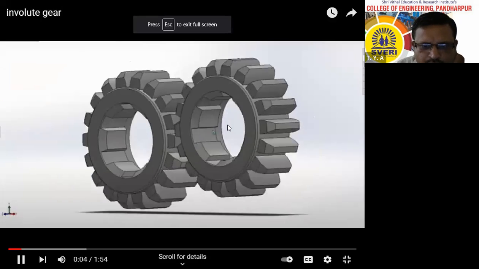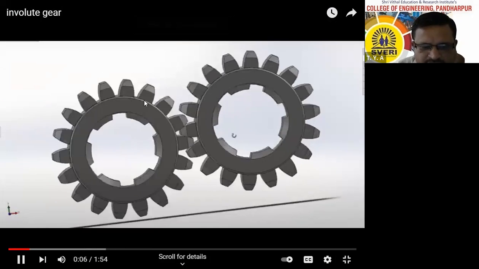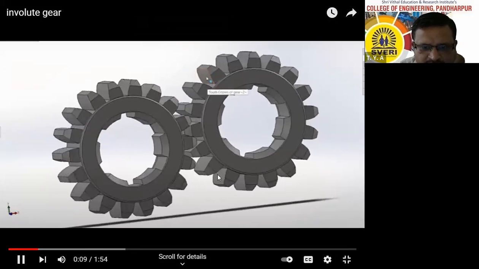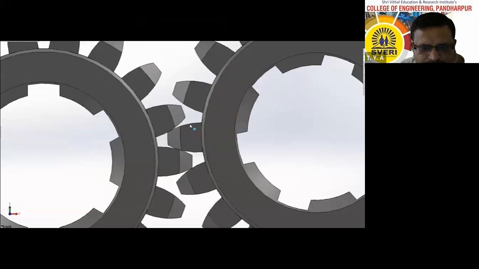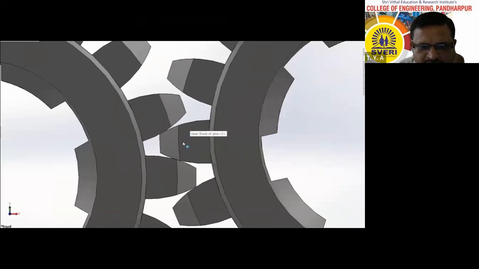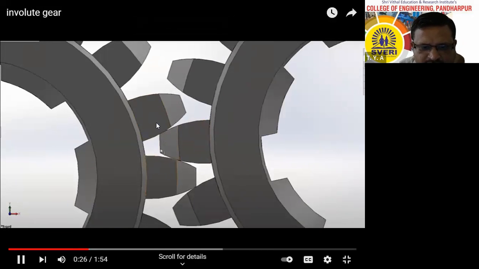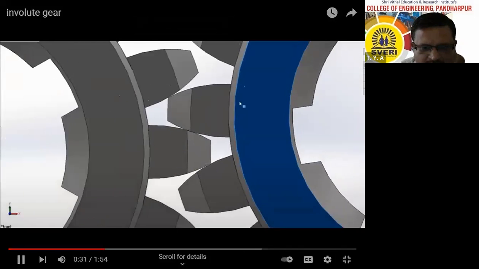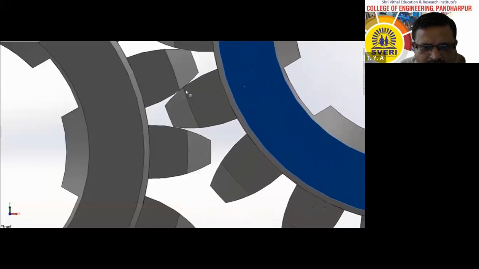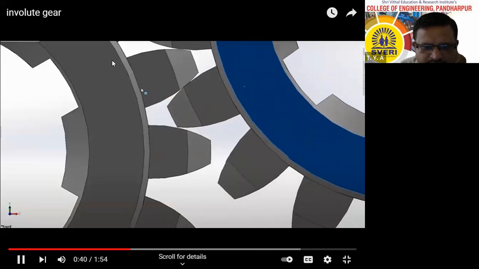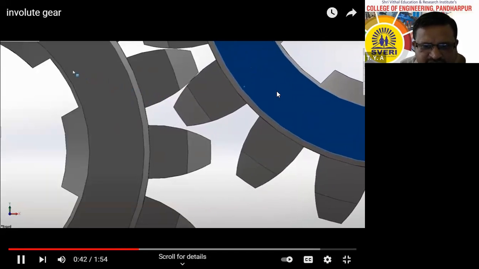You see that these two involute gears are there. Now you just see how two gears are in contact with each other. These two gears are external gears because the teeth are in contact with each other externally. Now see how the gear teeth are in contact. See how one gear rotates over another gear. This gear is fixed, and this gear is rotating.